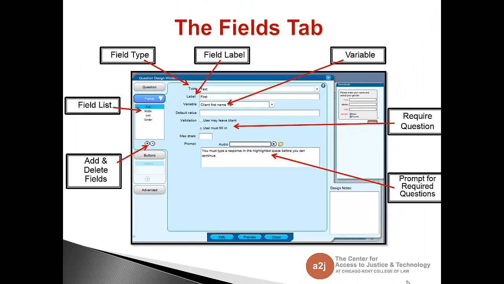You don't have to use this fields tab for every question. You could just use the buttons tab. Buttons only allow for three options and don't allow the end user to fill in information. Fields, on the other hand, allow for more end user answer possibilities.